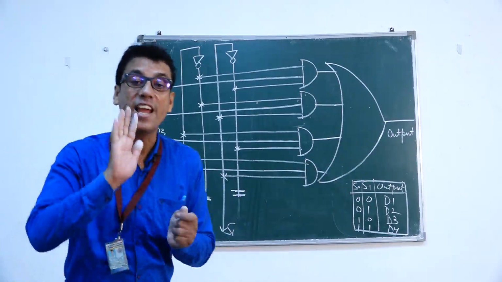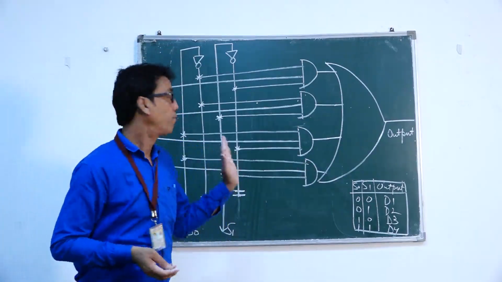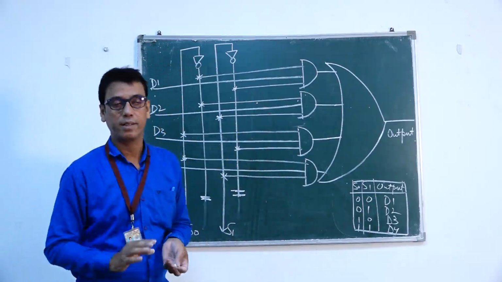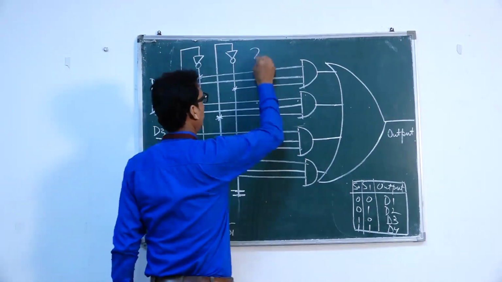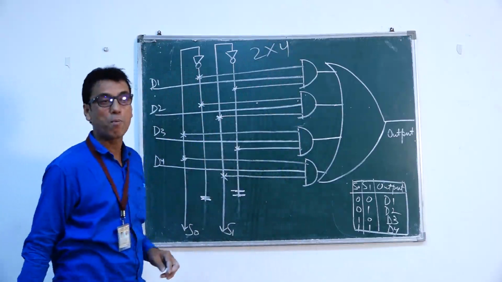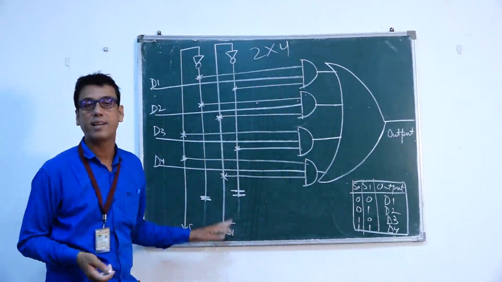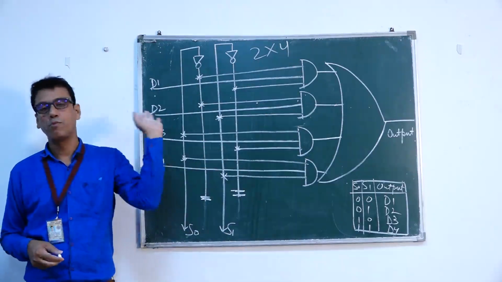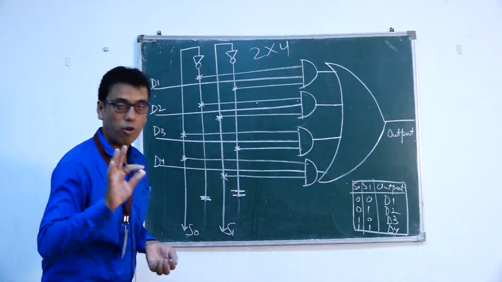This is a complete circuit diagram of multiplexer, 2 into 4 multiplexer. Why it is known as 2 into 4 multiplexer? Because it has 2 selector lines and 4 device connection lines. And in all types of multiplexer, there will be only one output line.